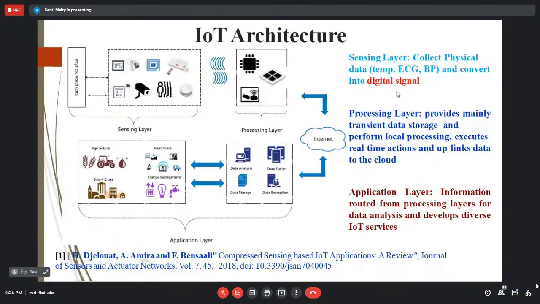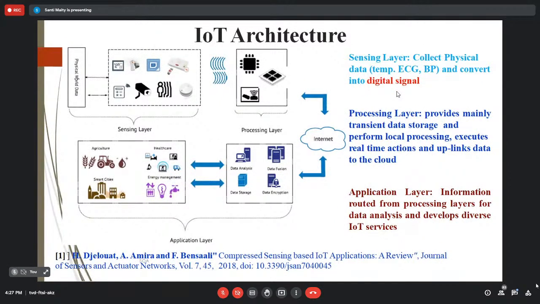And as I already said, in the processing layer there should be a transient type of processing, data processing or storage, limited storage and processing, and there should be some computation, and then real-time, or say for example, real-time data analytics, and then this is to be uplinked towards the cloud.